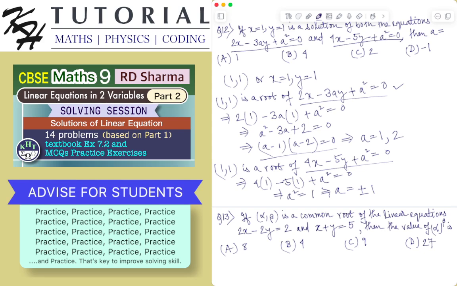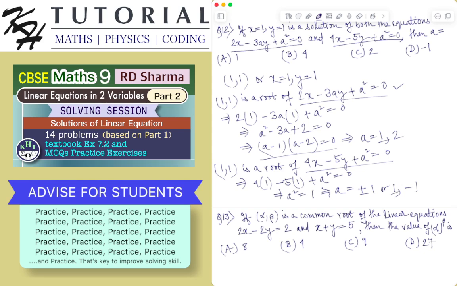Obviously, for the common root, satisfying the ordered pair 1 comma 1 with the first linear equation, we get two values of a: 1 and 2. And satisfying the ordered pair 1 comma 1 to the second linear equation, we get two values of a: 1 and minus 1. So obviously, in the first solution of a, we get a equals to 1 or 2. And in the second solution of a, we find a equals to 1 or minus 1. Obviously the common value of a is 1.